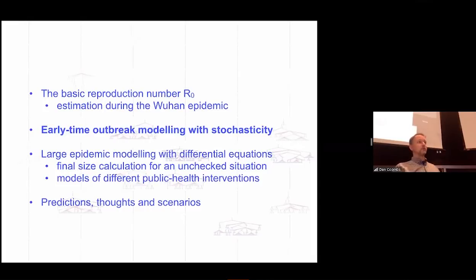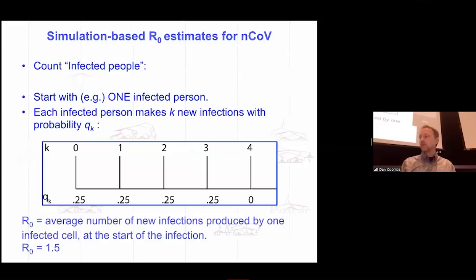Okay, so what I want to move on to now is early time outbreak modeling using some kinds of stochastic models. I want to start off with a very, very simple stochastic model that hopefully everybody can get behind. This is not my model for coronavirus. This is just a model. So start with one infected person. Suppose that each infected person rolls a four-sided dice, and they either infect 0 people, or 1 person, or 2 people, or 3 people with equal probability. And then they never infect more than 3 people.